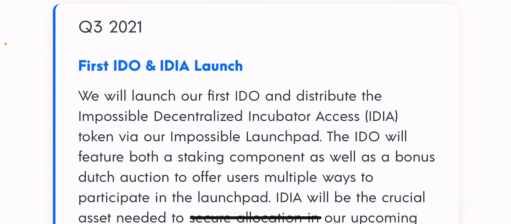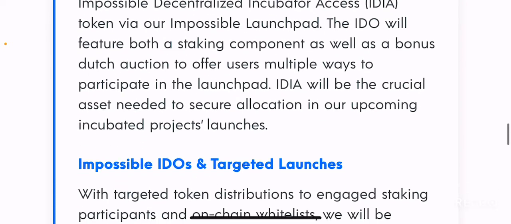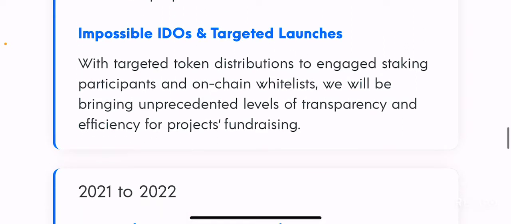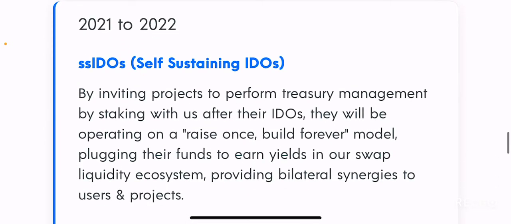So in Q3, they're planning to have their first IDO, and their IDO is basically IDIA. It's a project called IDIA, which we'll see shortly. And they're planning to launch this as the first IDO on this platform. It's going to be really exciting, right? You can even read about the project itself in order to participate in the first IDO. And apart from that, they also have Impossible IDOs and targeted launches as part of their IDO launch for Q3, right?